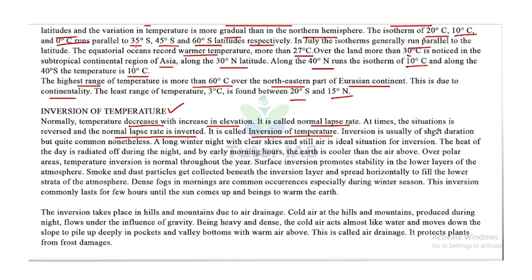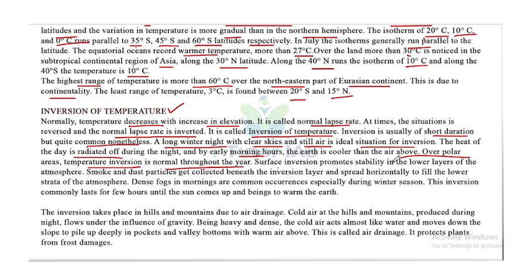Inversion is usually of short duration but quite common nonetheless. A long winter night with clear skies and still air is an ideal situation for inversion. The heat of the day is radiated off during the night and by early morning hours the earth is cooler than the air above. Over polar areas, temperature inversion is normal throughout the year.